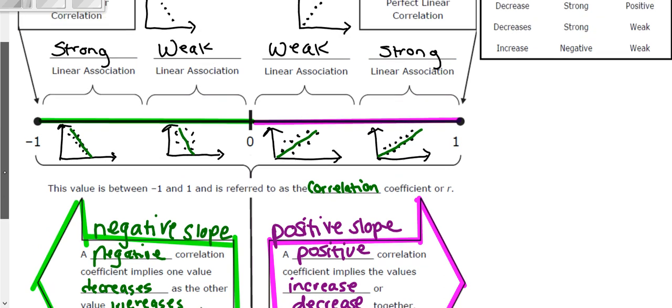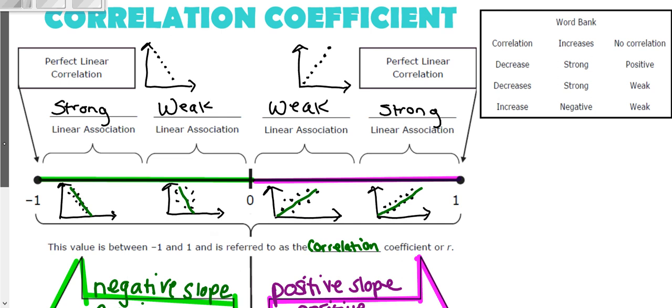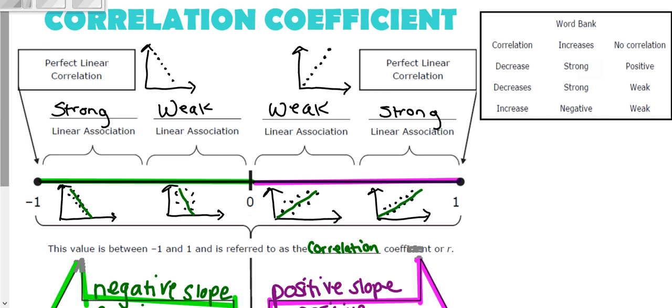So the first video you watched got really fancy about talking about how to calculate each step. But if you can just understand the difference between a strong and a weak based on how snugly it fits around your line, then you can understand correlation coefficient for what we need to understand.